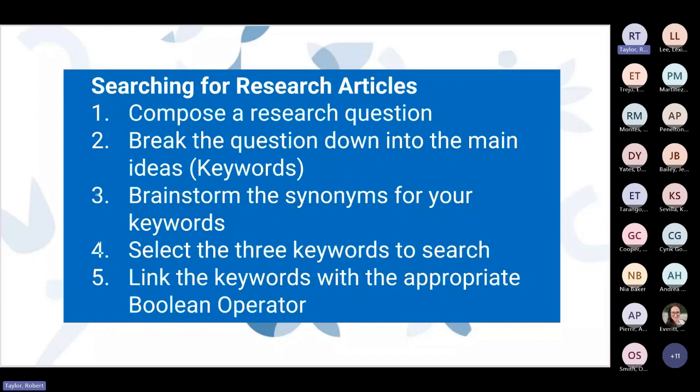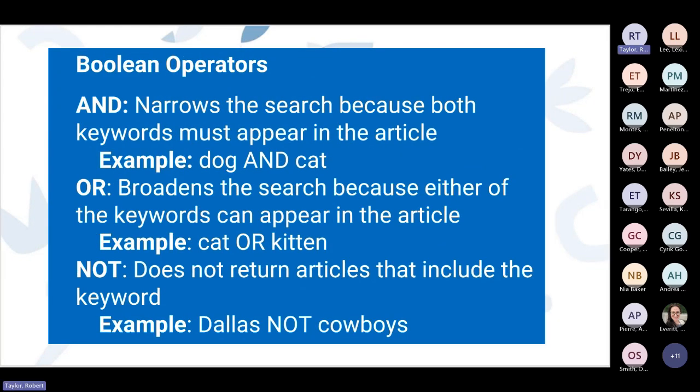and try to match the language that your authors are going to be using. And then you want to select about 3 keywords to search, and you want to connect those with Boolean operators. There are 3 Boolean operators: and, or, and not. You're probably going to mostly use and or. And narrows your search. So if you search dog and cat, you're only going to find articles that mention both dog and cat.